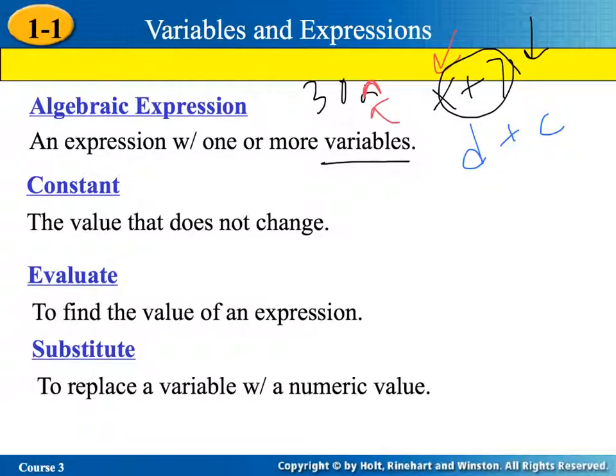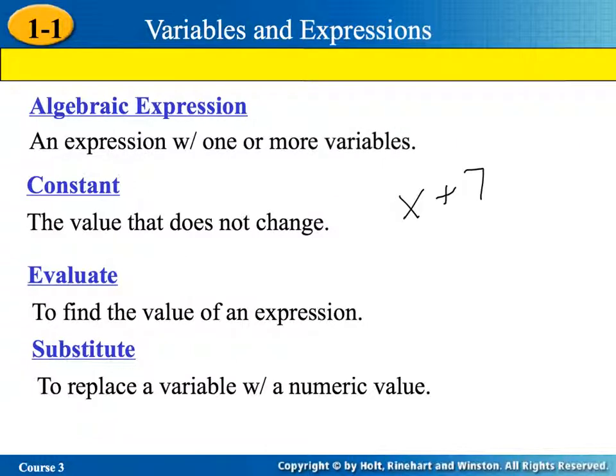Okay, a constant is a value that does not change. So if I pull out that algebraic expression of x plus 7, your constant is this 7, because no matter what, that 7 is always going to be 7. What can change is your x. We don't know what x is. We know what 7 is, but we don't know what x is because I don't have any parameters for that. So a constant is a value that does not change, and in this algebraic expression, that 7 will not change. All right?